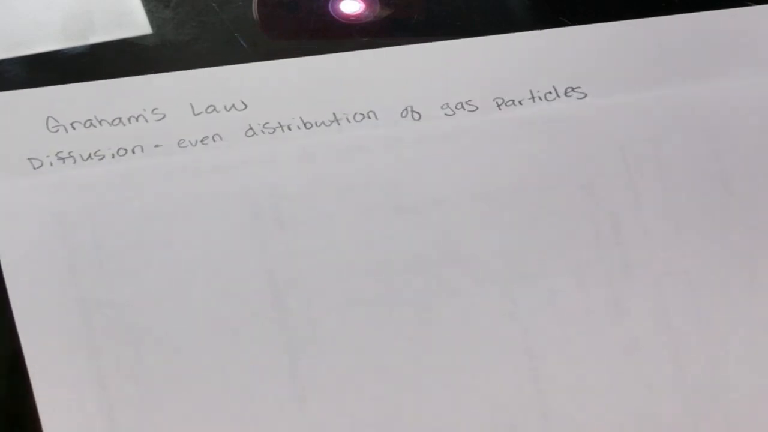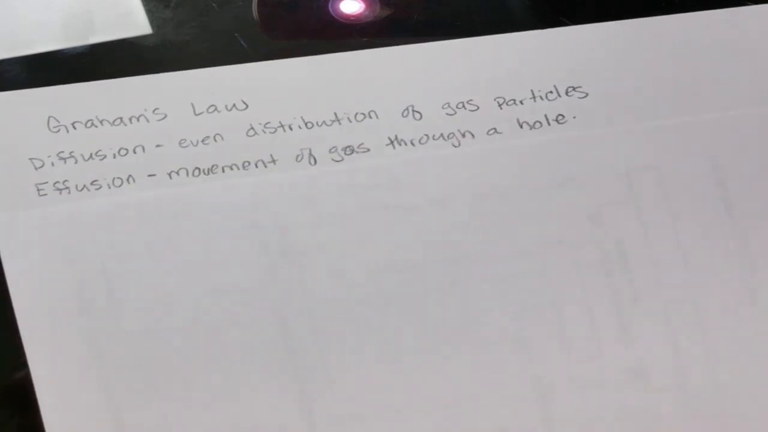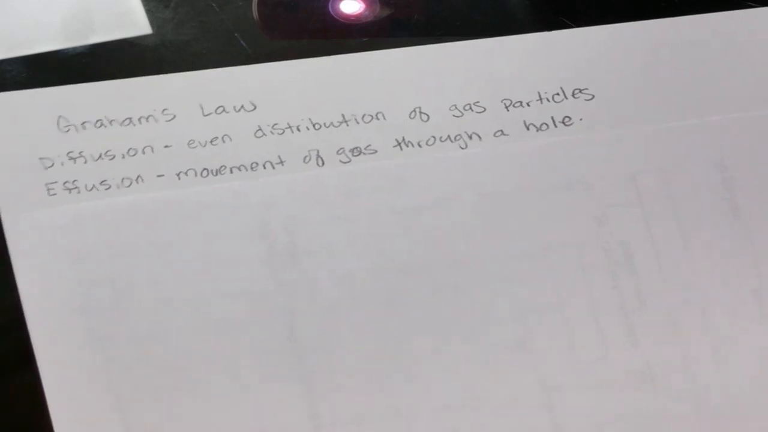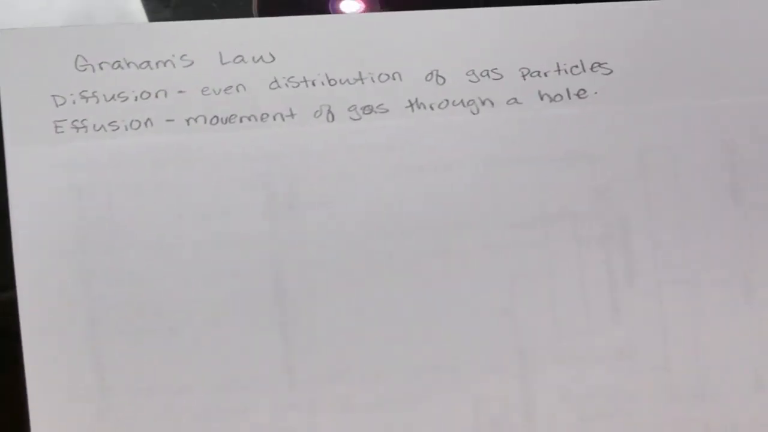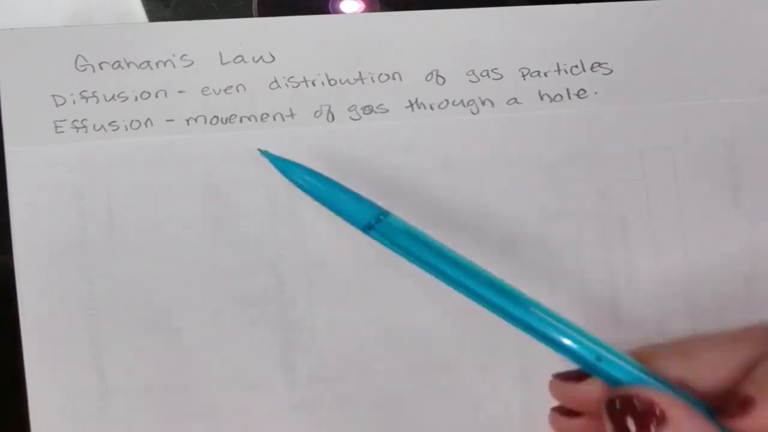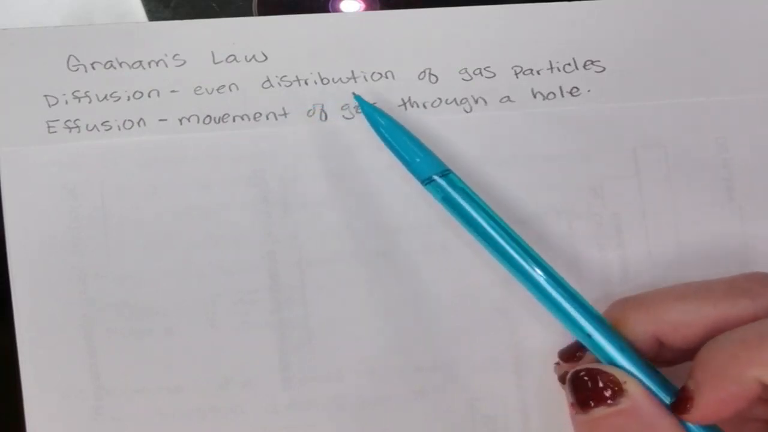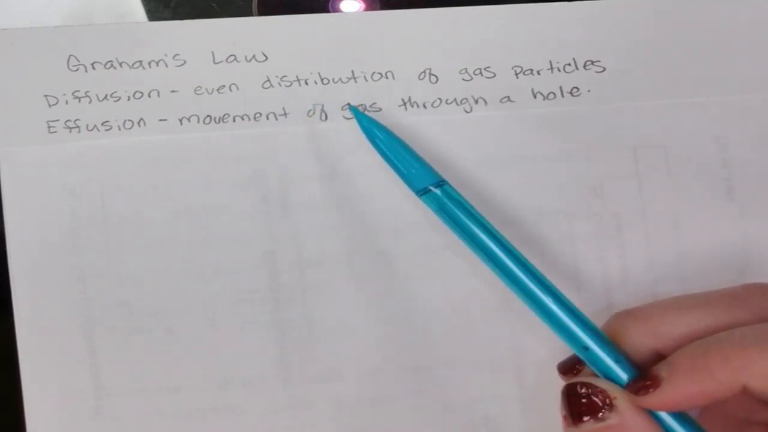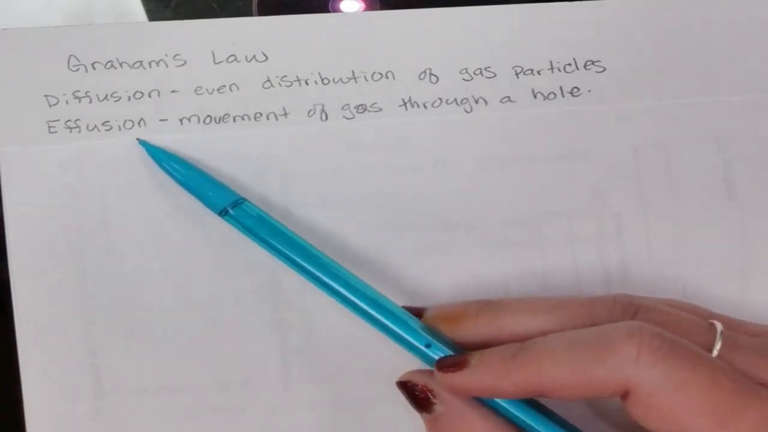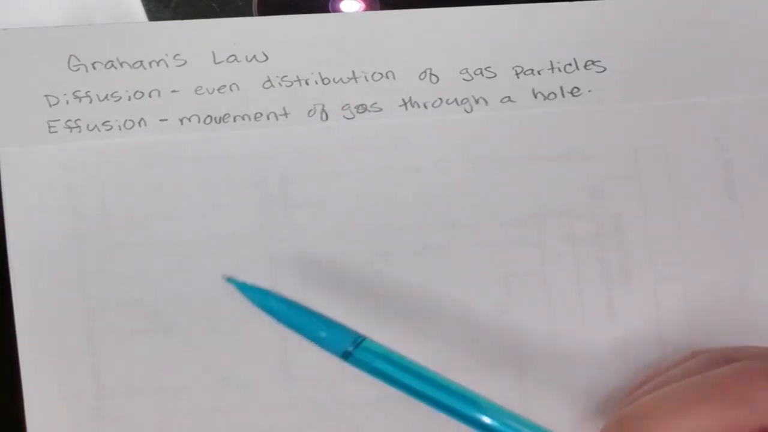So today's lesson is going to be on Graham's Law, where we are talking about the movement of a gas. Now, we could talk about the movement of a gas in terms of diffusion or in terms of effusion. Both of these are moving of gas particles. The difference is diffusion is moving in a closed system in order to get the equal distribution of particles in that system. Effusion is the movement of a gas through a hole.